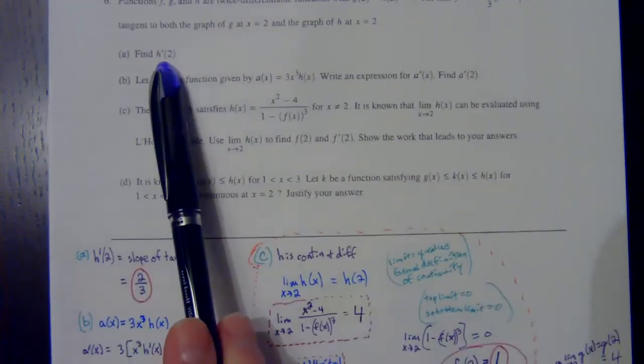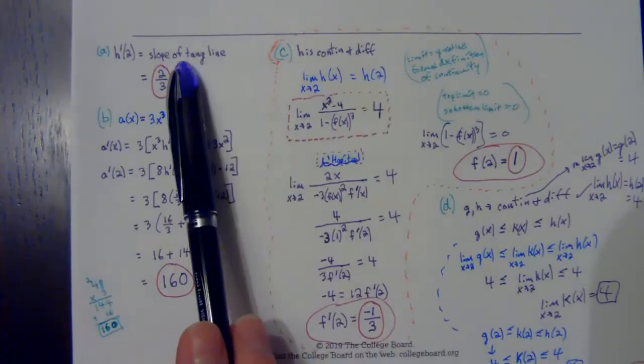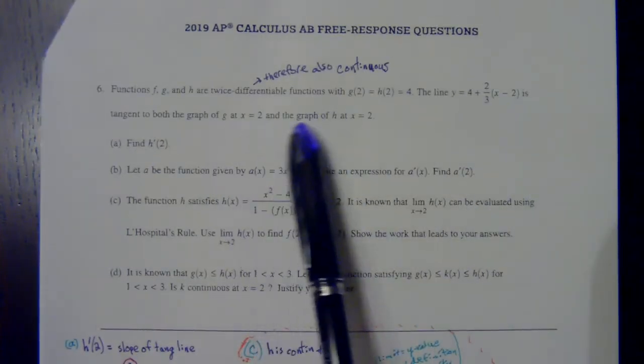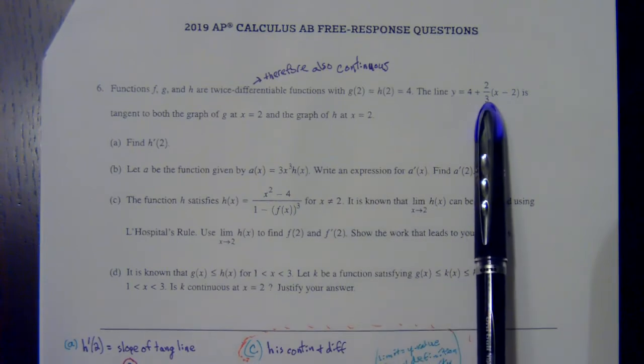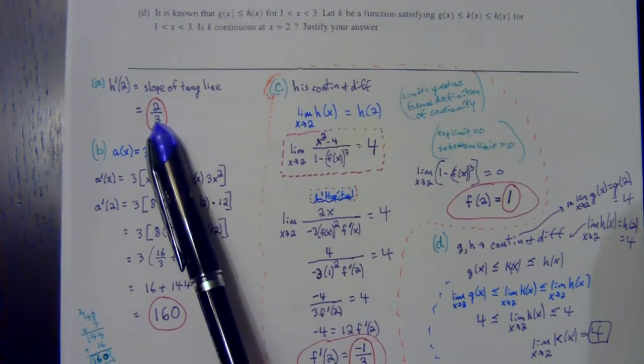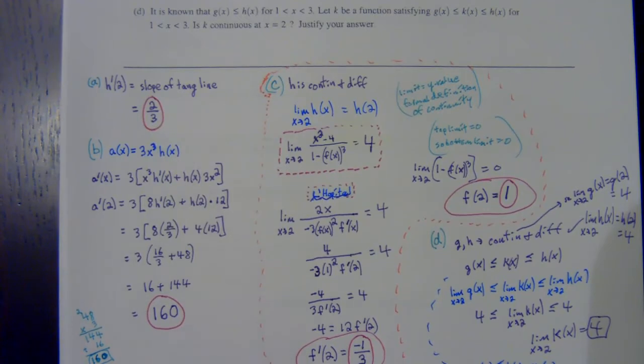All right, so then when it says find h prime of 2, you know h prime of 2 is just the slope of the tangent line. And this is the tangent line to both the g graph and the h graph. So whatever the slope of that tangent line is, that's what the derivative is. So that slope is simply equal to 2/3, and A is done.